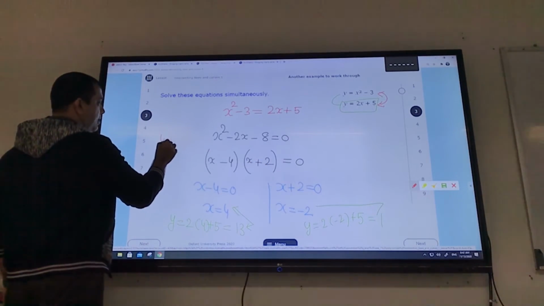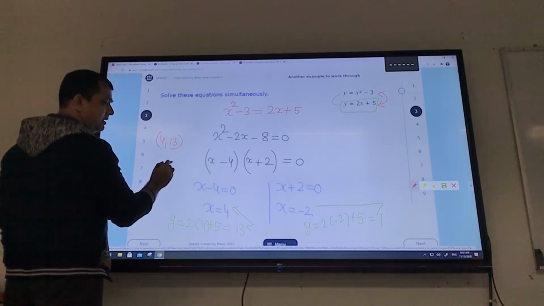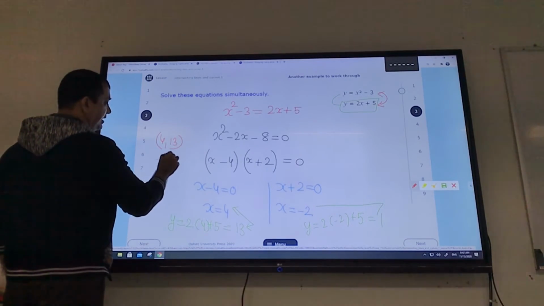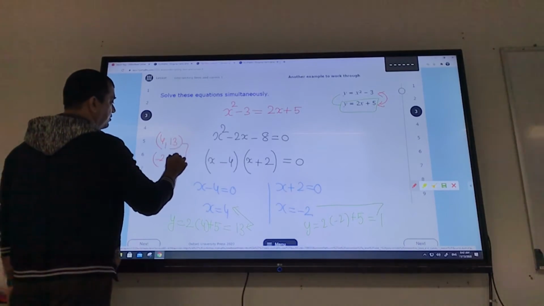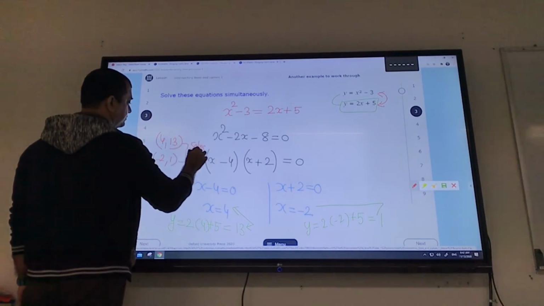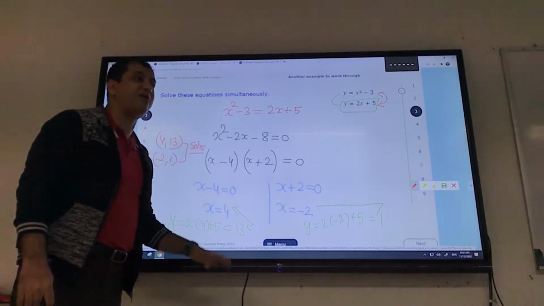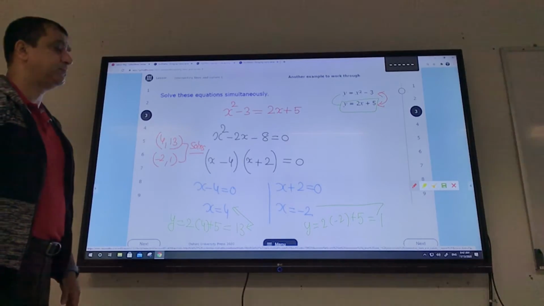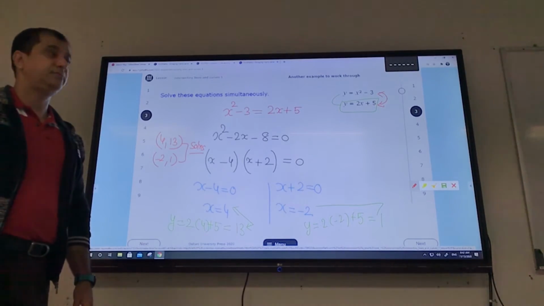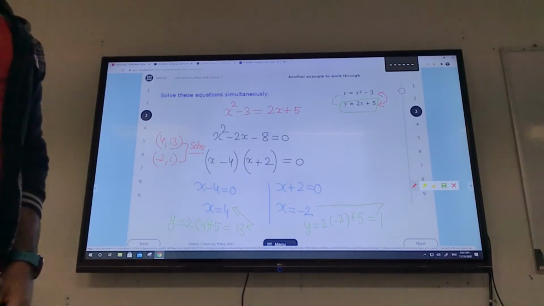4, 13 is one point. And basically, minus 2, 1 is the second point. So these are the solutions. Solutions are the points here, okay? You can write this way, or you can write this x and y values. It's all up to you. Any doubt up till here? Okay?